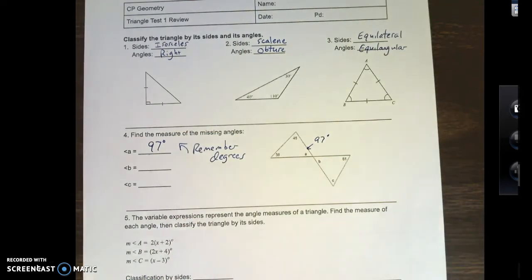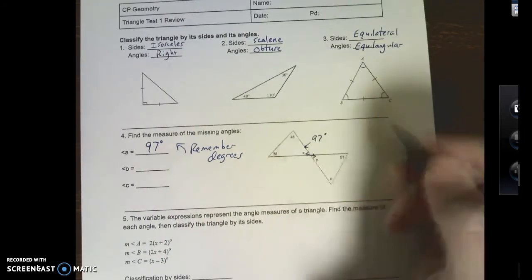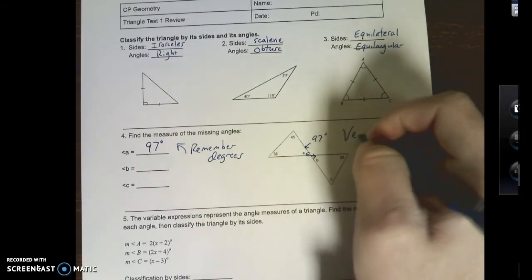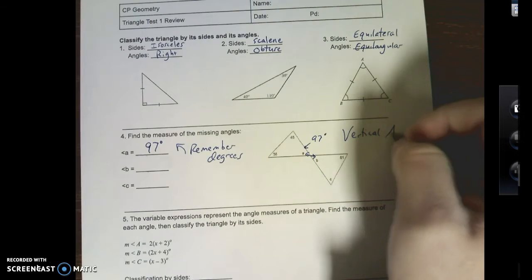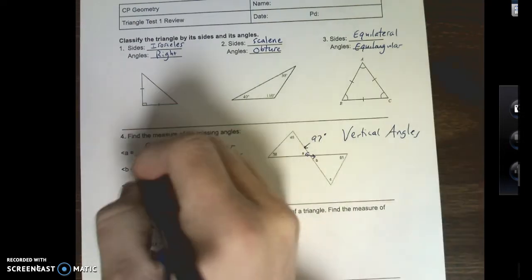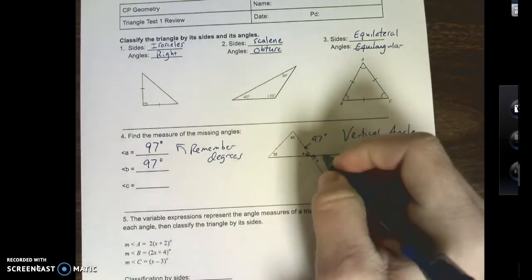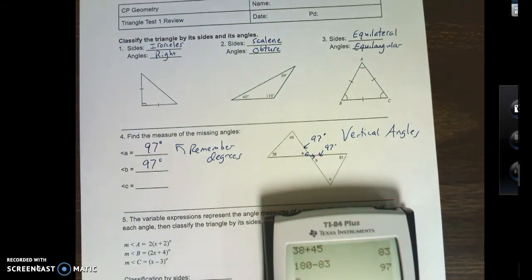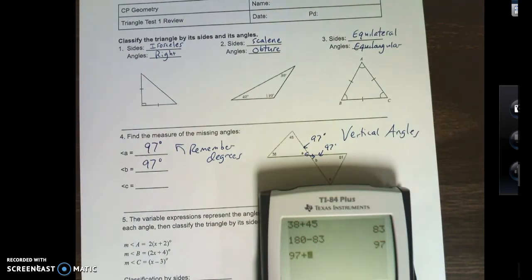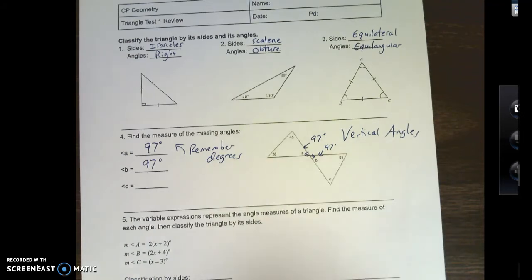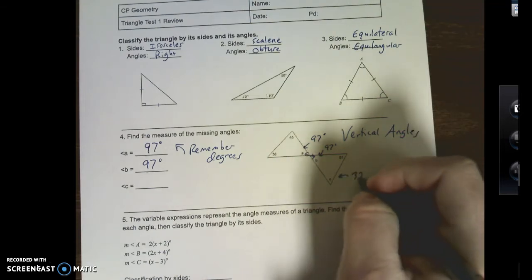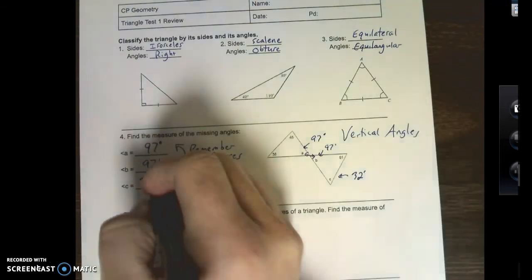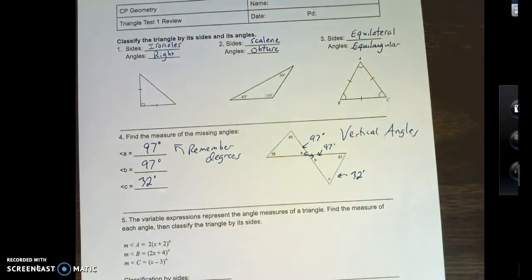Okay, now, since this is straight across from it, we can call them vertical angles, which you should really know. That means angle B is also going to be 97 degrees. Okay? And then the same idea, 97 plus 51 is 148. 180 minus 148, 32 degrees. So my angle C is 32. Okay, remembering degrees all throughout.